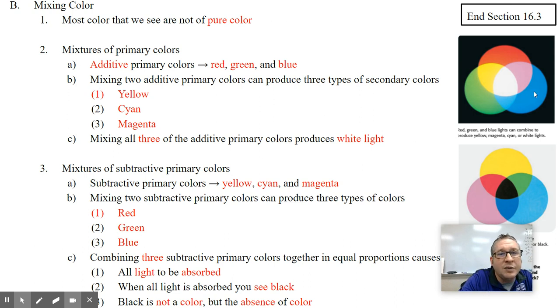So here what we have is red, green, and blue coming together right here, here, and here, okay, to form our secondary colors. And when all 3 of those colors come together, we get white light. However, if we take all 3 secondary colors and start mixing them together in certain ratios, we get red, green, and blue. But if we try to mix all 3 of those subtractive colors together, we get the color black, which is the absence of color. All right, so that is going to wrap us up for 16.3.